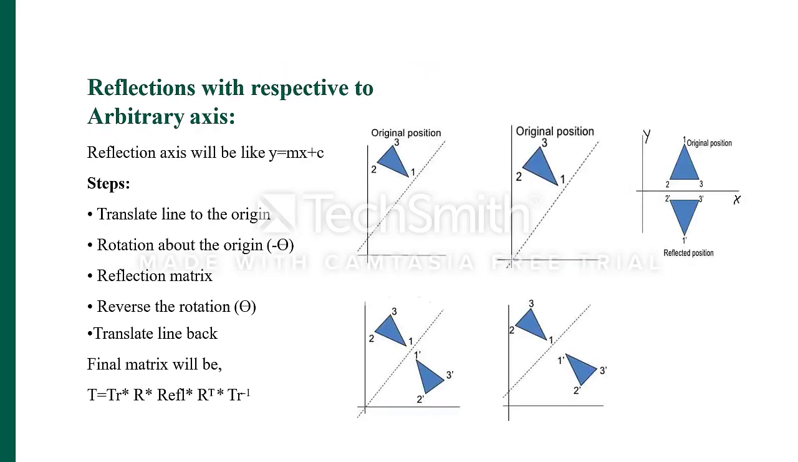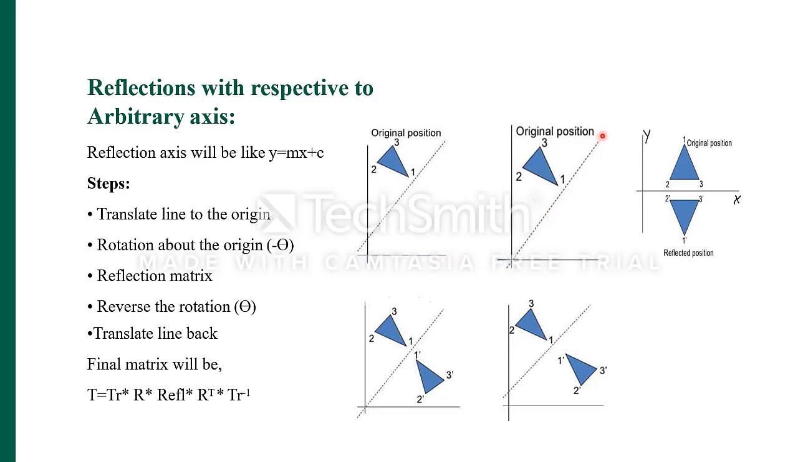The next one, reflections with respect to an arbitrary axis. Here, this is the original position where this arbitrary axis is not aligned with the origin. So the first step is we are translating this line to the origin. So this will be the next step.